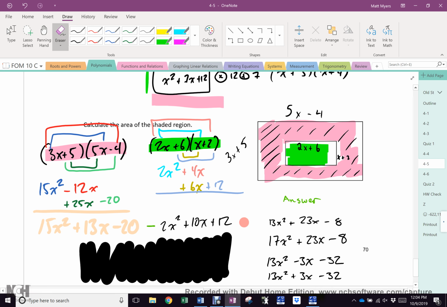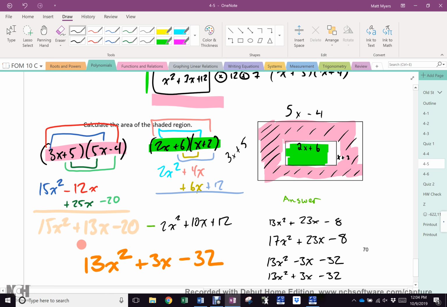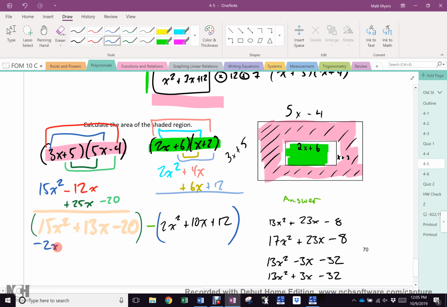All right, the right answer. Ready for the big reveal? Okay, now, stop for a second. Here is the problem. This is the area of one whole rectangle, right? So what math would hold this all together? Brackets. Now, what am I doing? I'm removing a second whole rectangle, yes? So that means I got 15 minus 2. Then I got 13 minus 10, right? Then I got negative 20 minus 12. 13, 3, negative 32. Everybody understand?